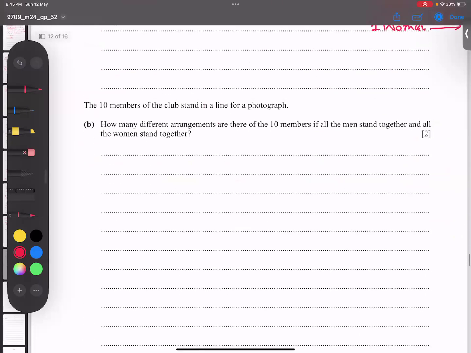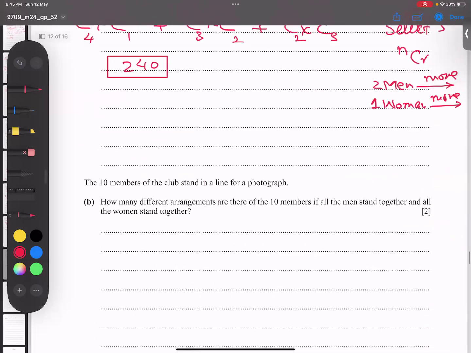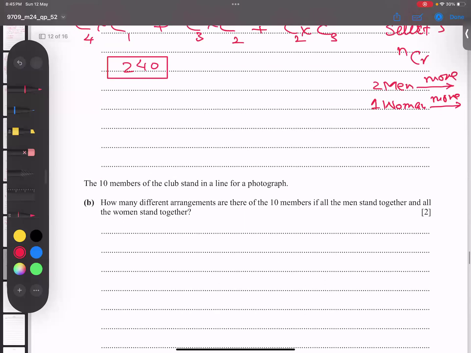Let's go for question number 2. 10 members of a club stand in line for a photograph. How many different arrangements? The word arrangement, the photograph. First of all, let me tell you, the word line and queue, whenever it comes, it's representing permutation. And even the word arrangement also represents permutation.